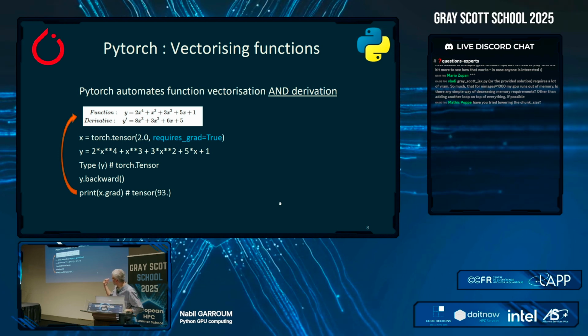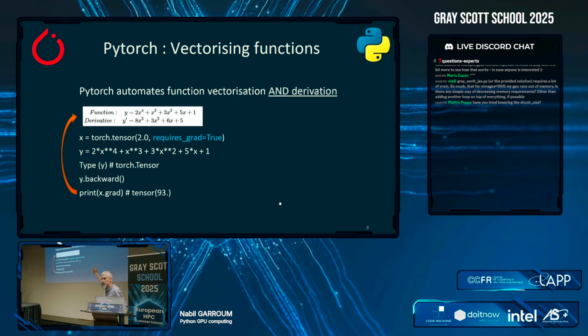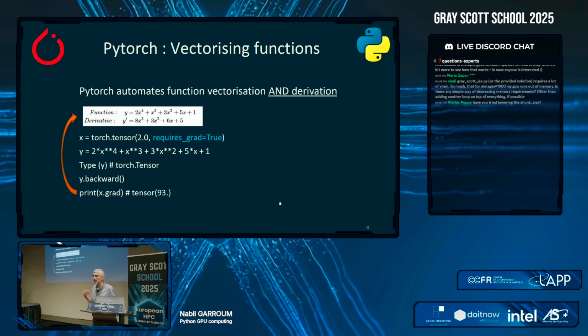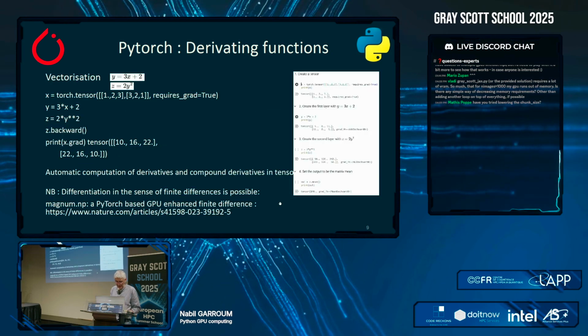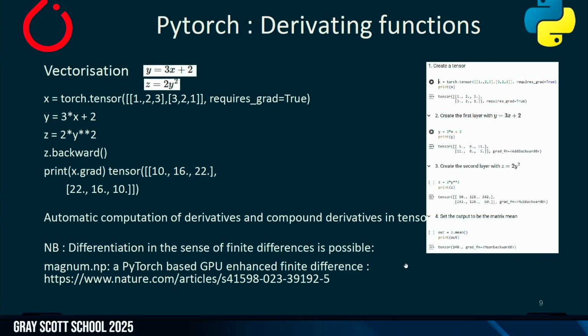If you want to perform a derivation, you have to declare requires grad as true. If you don't do this at the declaration of your tensor, you will not be able to do the gradient computing. Another example here with composite functions. We create a tensor x. We define y as a function of x. Then we define z as a function of y. So z depends on x, but we didn't say it explicitly. We set requires grad as true, as I said, and then we can calculate the derivative of z with respect to x directly.